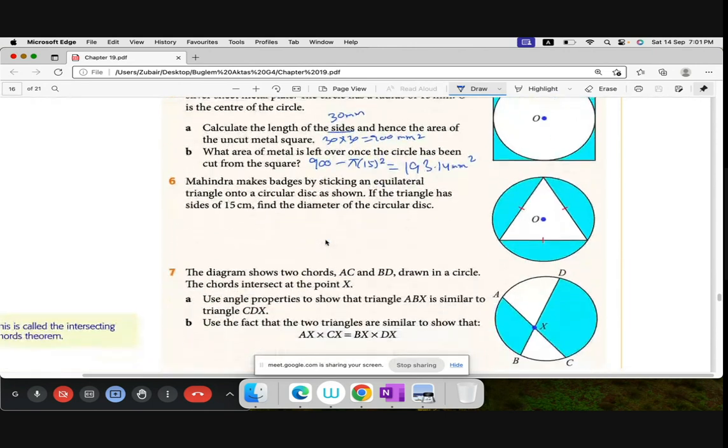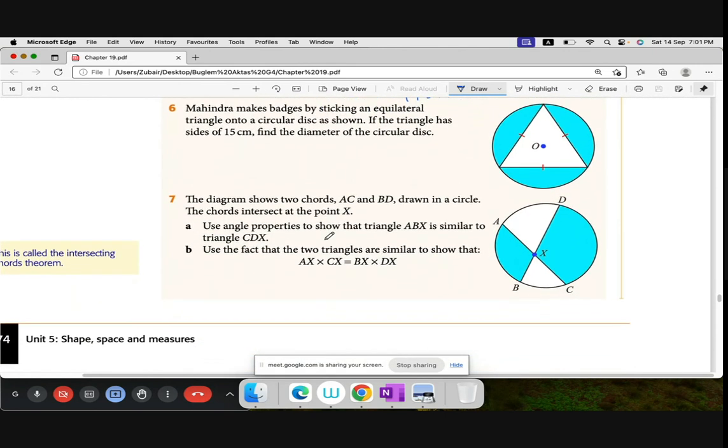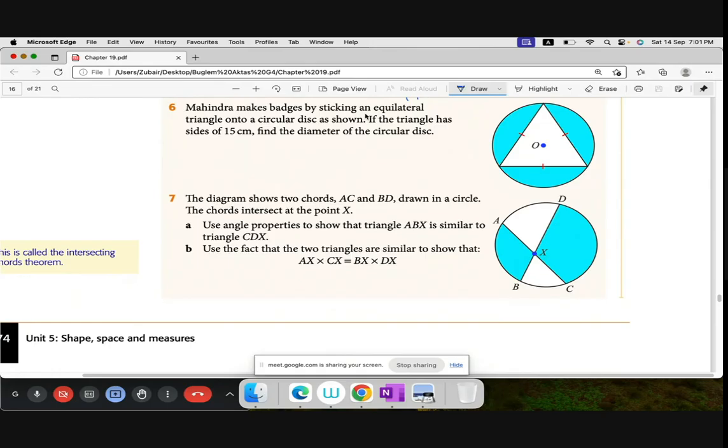Mahindra makes badges by sticking an equilateral triangle onto a circular disc as shown. If the triangle has sides of 15 centimeters, find the diameter of the circular disc. Okay. Should I solve this with you? Yes.